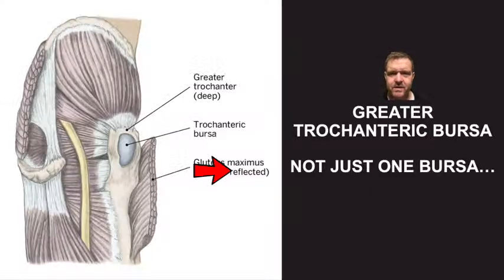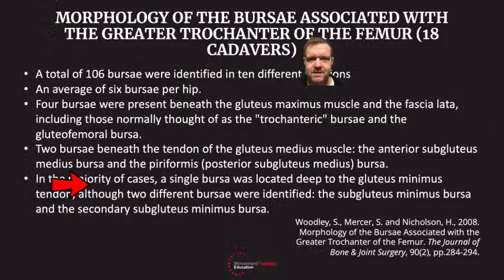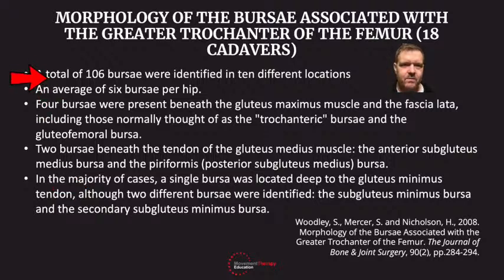The bursa of the hip, of the pelvis, like I said before, it's not just one bursa. This is what you'll usually see: trochanteric bursa, there it is. But that's not the case. If we have a look at this study, a total of 106 bursa were identified in 10 different locations. This was in cadaveric models, so they had a look at some dead bodies. There was an average of 6 bursa per hip. So this is where I say, okay, I've got trochanteric bursa, which one? Because there are usually 6.